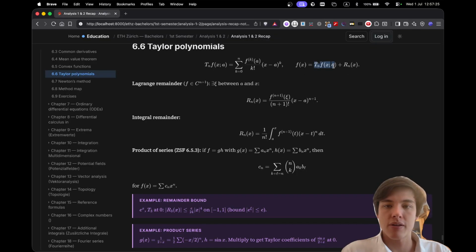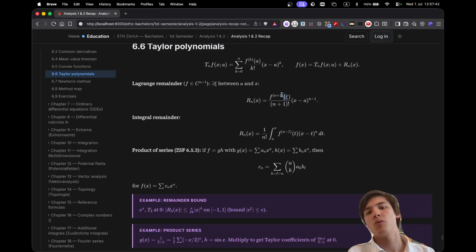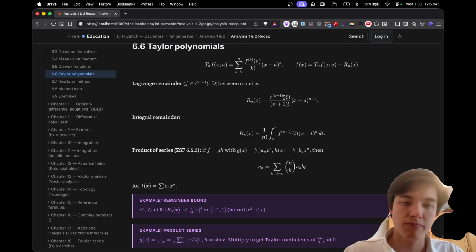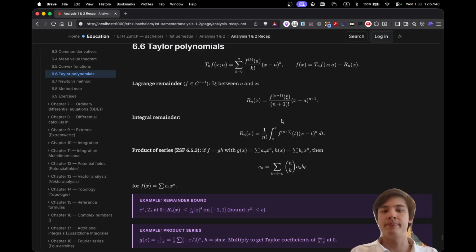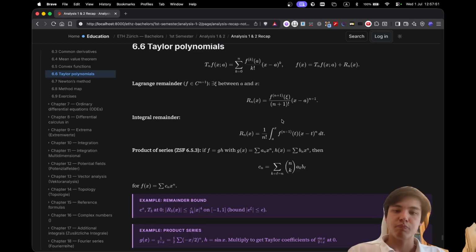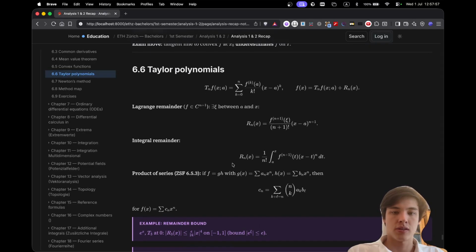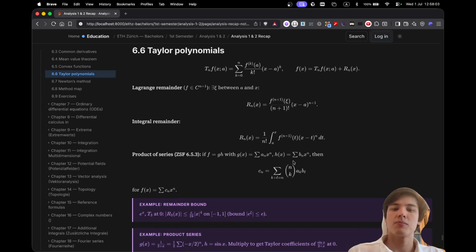Lagrange remainder: if we only estimate up to n, the remainder can be estimated with this, evaluated at c, some value in between and x. We don't know what it is, but that would be the error. We can also write it in the integral form, but I'm not going to deal with that now.